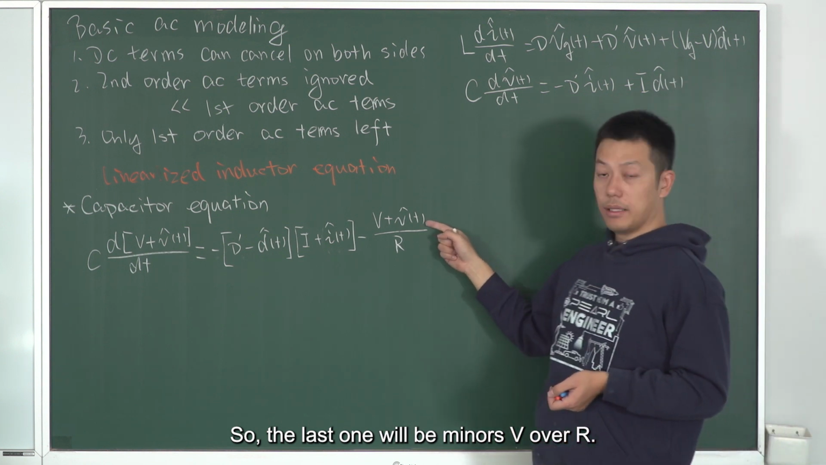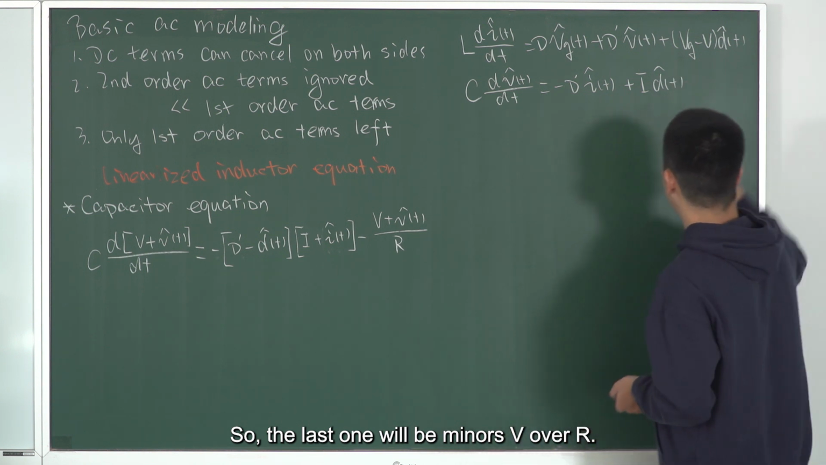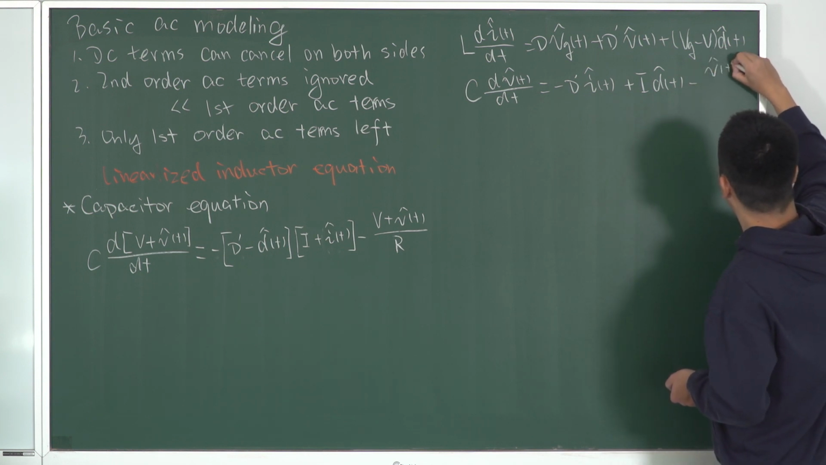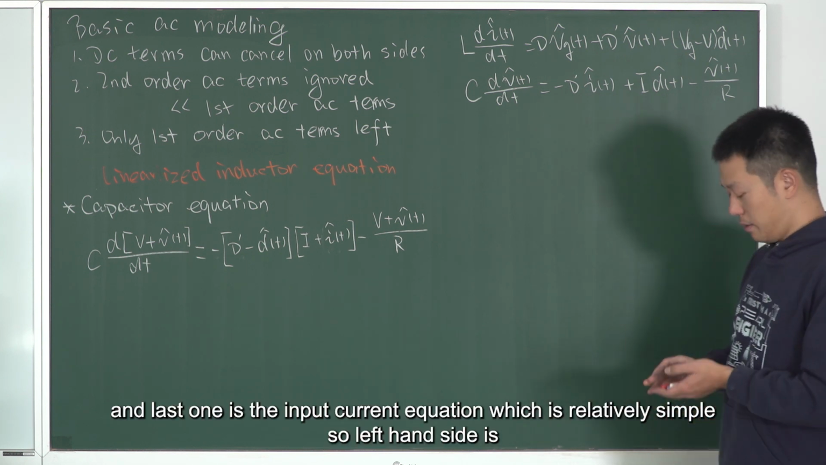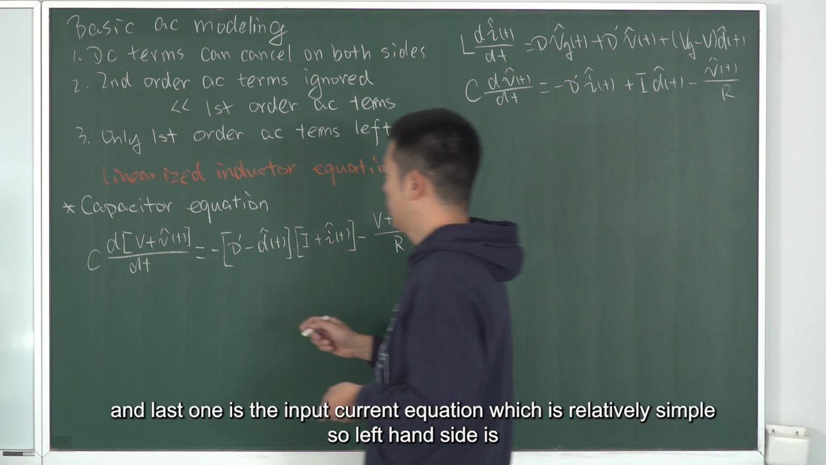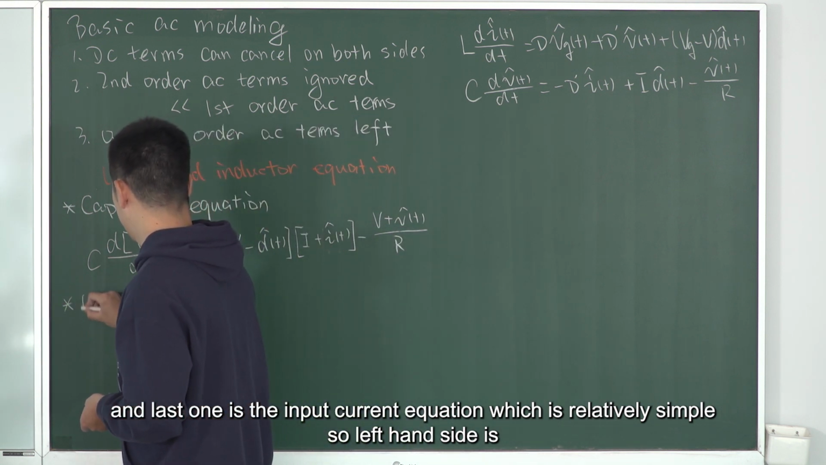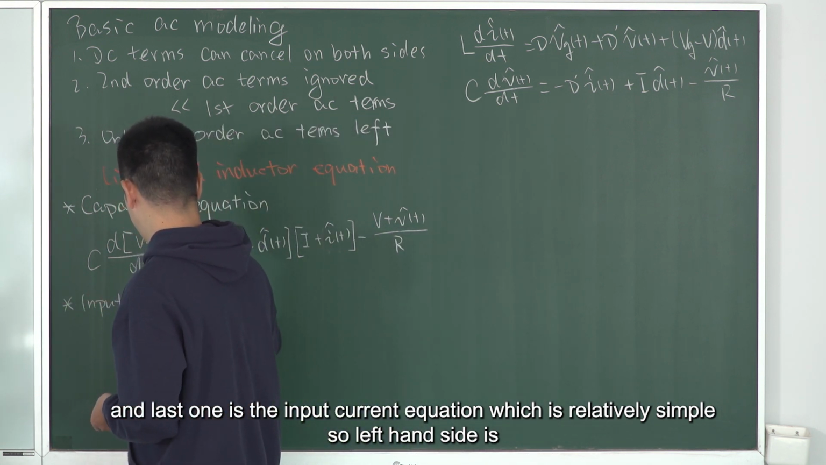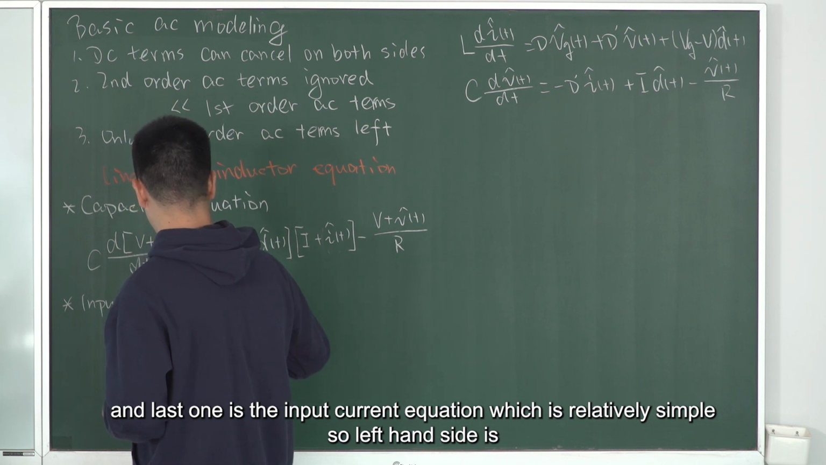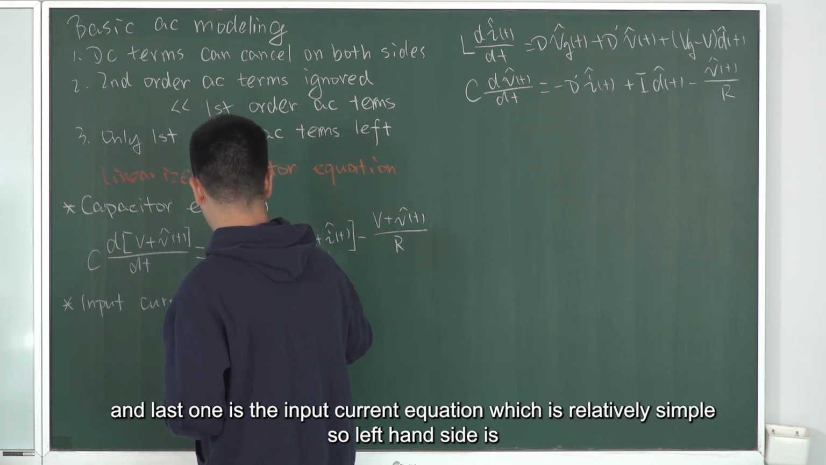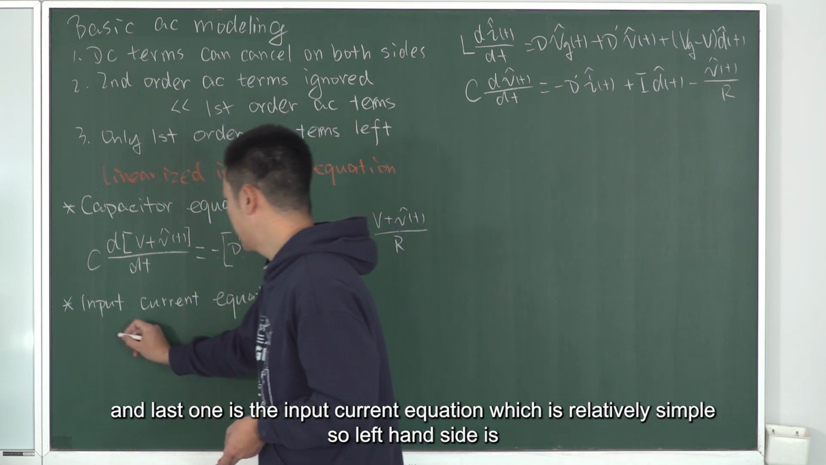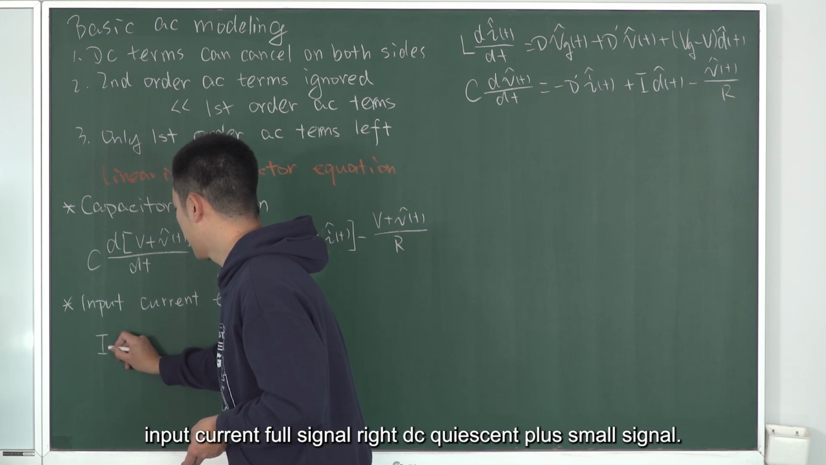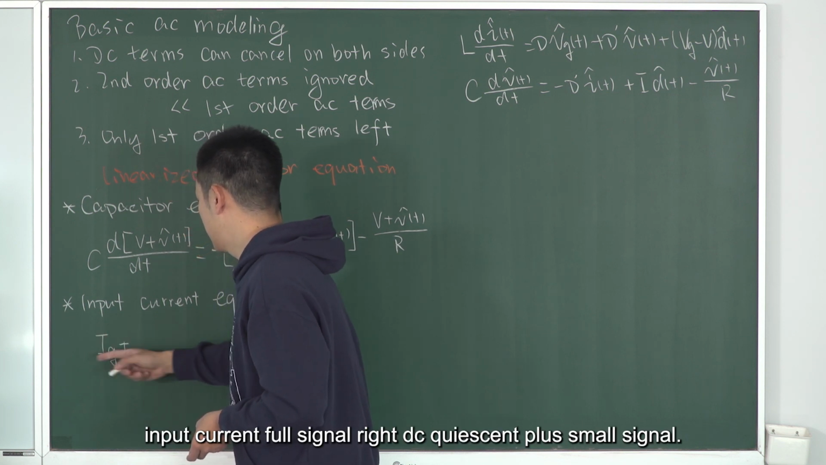And the last one will be minus V over R, right? And the last one is the input current equation, which is relatively simple. So the left-hand side is the input current, full signal, right? DC quiescent plus small signal.